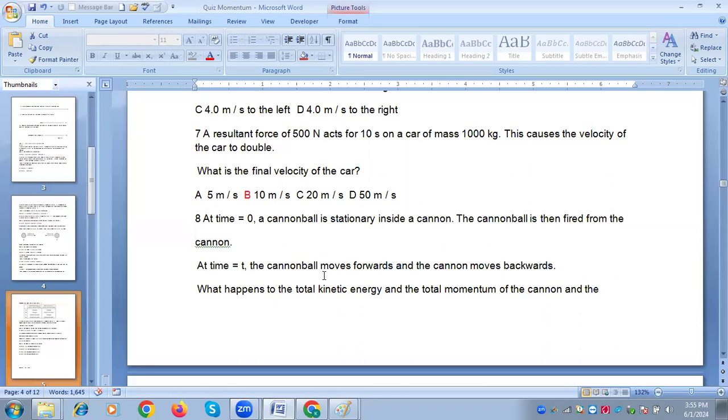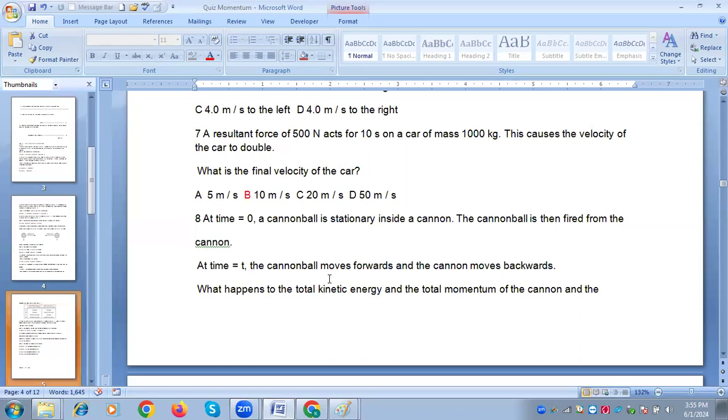But now they move off, and they move, of course, in the opposite direction. The ball moves forward and the cannon recoils backward. So the product of mass into velocity of the cannon plus the product of mass into velocity of the ball will be again 0. Why?